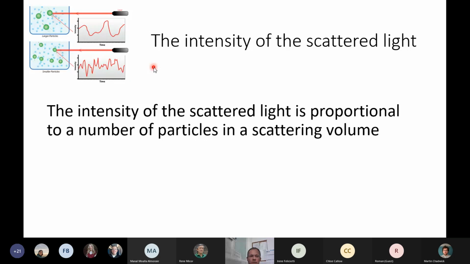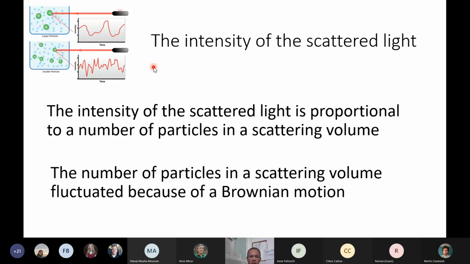And another issue is that the number of molecules, the number of proteins in solution that we are measuring, is fluctuating because of Brownian motion. Any nano-sized object that we have in a vial will be in motion because of Brownian motion, which was discovered a couple of centuries ago.